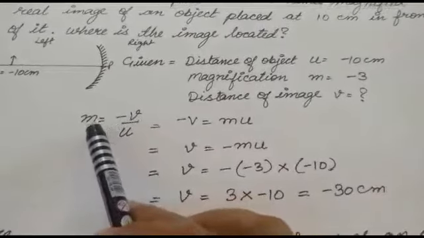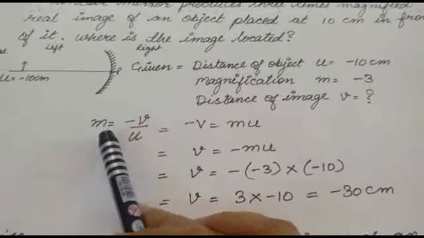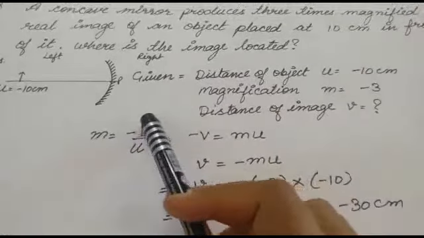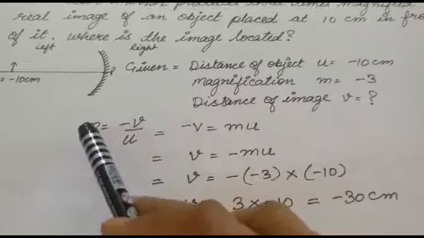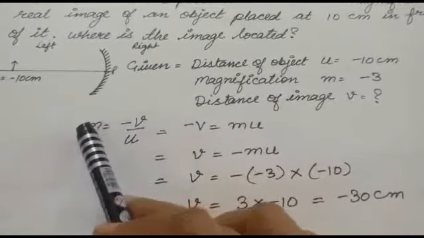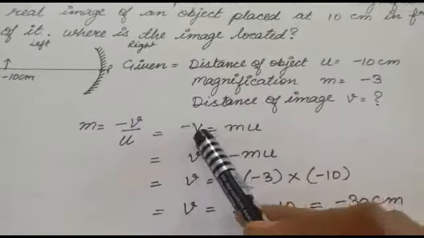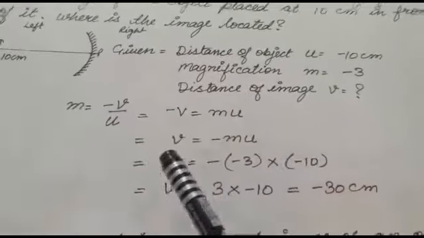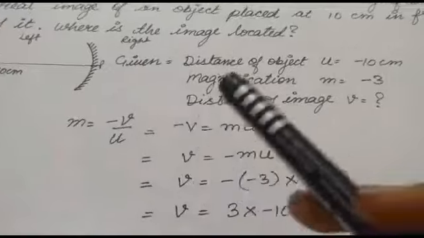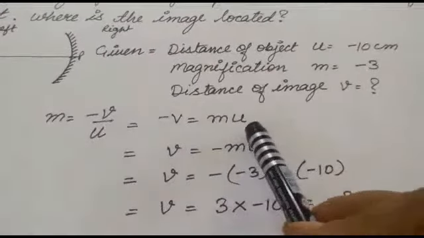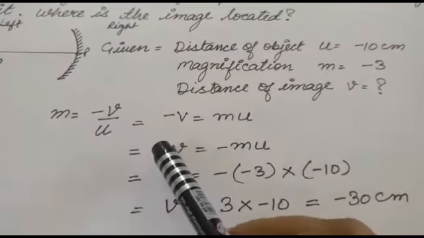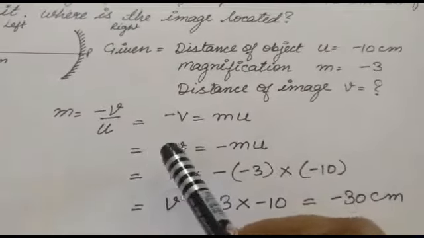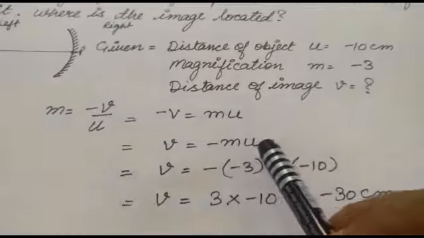The formula of magnification for the mirror is m equals minus v upon u. We have to find out the value of v. So what we have done, we cross multiply these values. So we get minus v equals m into u. Now we shift this minus sign to the other side, or we can say that we multiply with minus on both sides. So it becomes v equals minus mu.